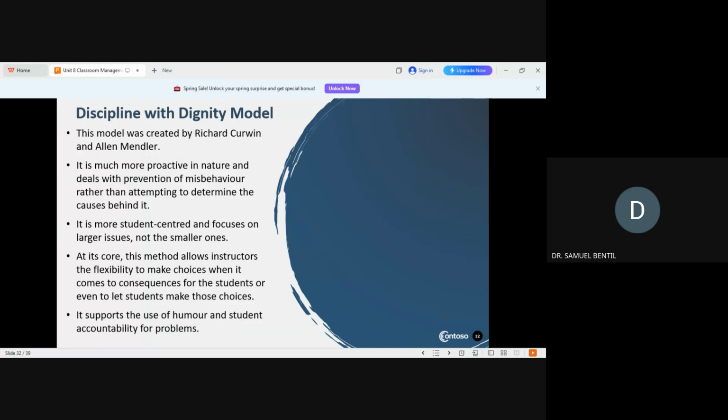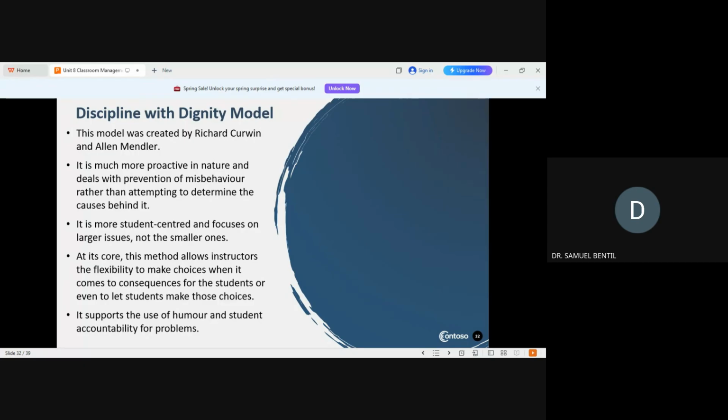And this model was created by Richard Cowan and Alan Medley. And we are saying that it is much more proactive in nature and deals with prevention of misbehavior rather than attempting to determine the cause behind it, as happens in assertive discipline. And it is more student-centered and focuses on larger issues, because a lot of student perspective will be sought. People will share their views. Oh, let him sweep, let's forgive, let's give him 1 lash, 2 lashes. Then after we all agree to disagree, we come to a consensus.